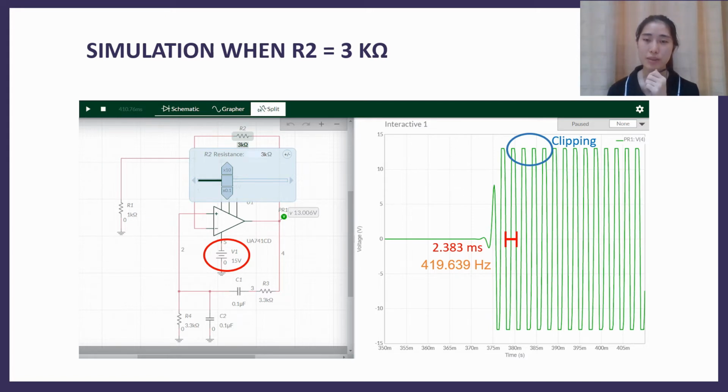Theoretically, the maximum saturation voltage is the supply voltage, which is plus minus 15 volts, but in this simulation the maximum output voltage is only about 13 volts, so we deduce that this simulator is taking real-life error into account, such as the leakage during the transfer process.